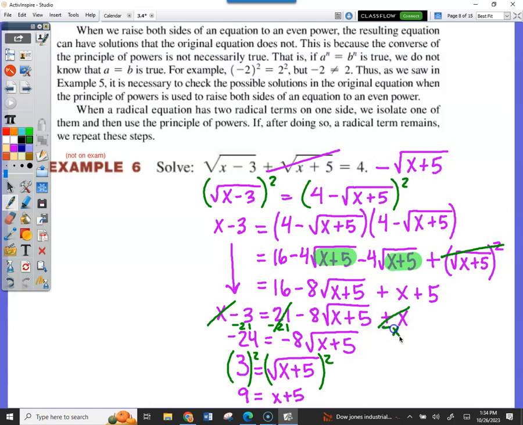It works. It works. Square root of 4 minus 3 is square root of 1. Plus 4 plus 0 is 9. Square root of 9 is 3. 1 plus 3 equals 4. It works. It's okay. It's fine.